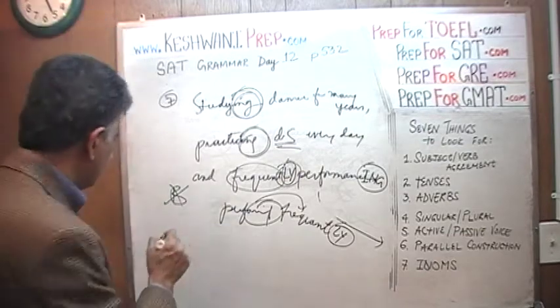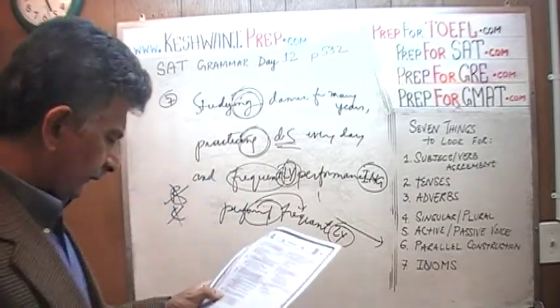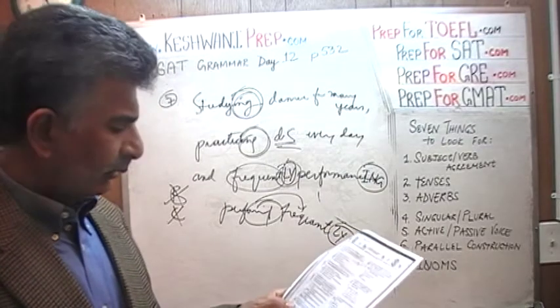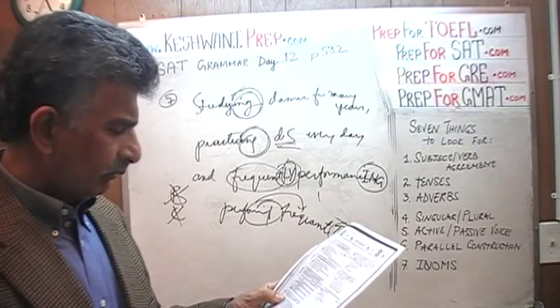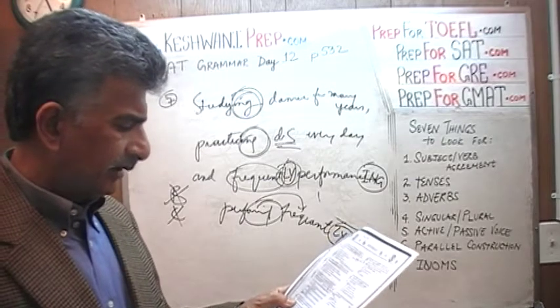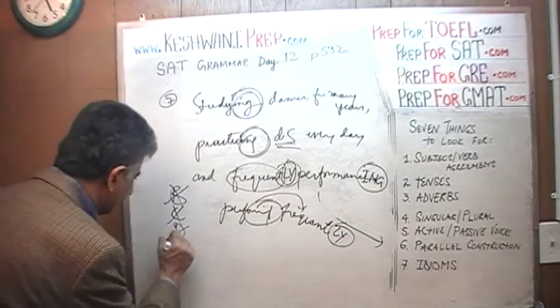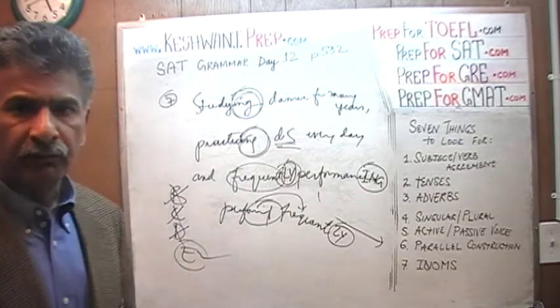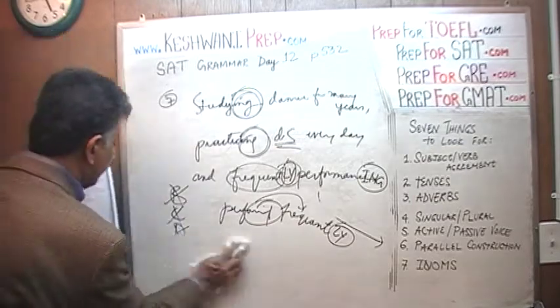C is no good. D says frequent performing, that's no good. We need performing frequently. E says frequently performing, enabling the young dancer. There you go. The answer is E. That's the one that comes closest to what we just said. Let's go to number 8.